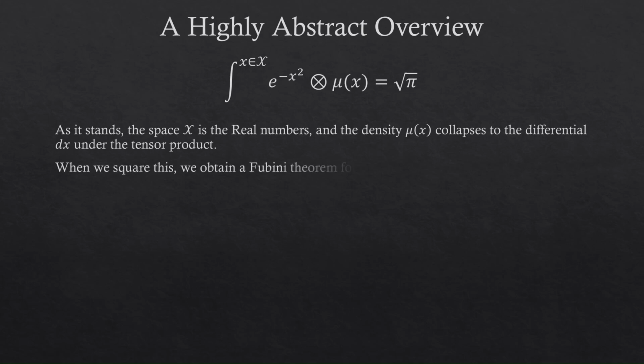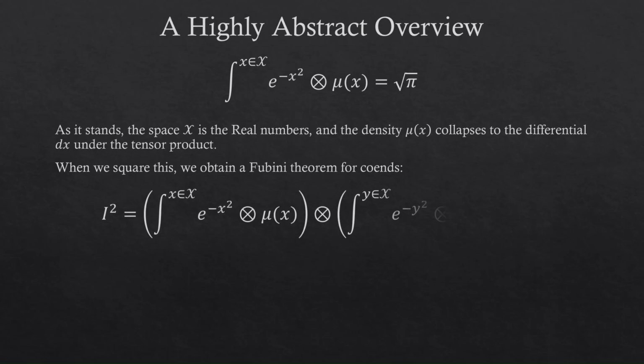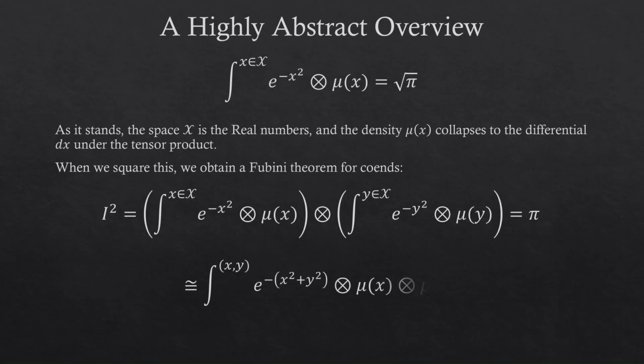When we square this, we obtain a Fubini theorem for coends. So we get the coend in terms of x with our function f of x tensored with mu of x, and that all tensors with the coend in terms of y of f of y tensored with mu of y, and that equals pi. This is also equivalent to the iterated integration given by the coend in terms of x and y of e to the negative x squared plus y squared, which we can call f of x and y, tensored with mu of x tensored with mu of y.